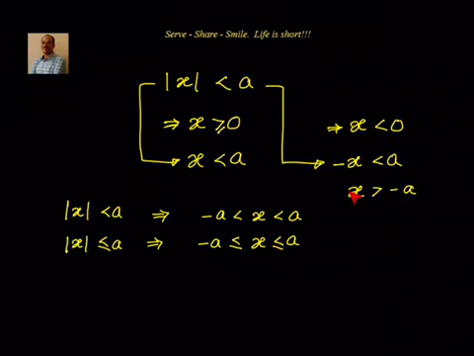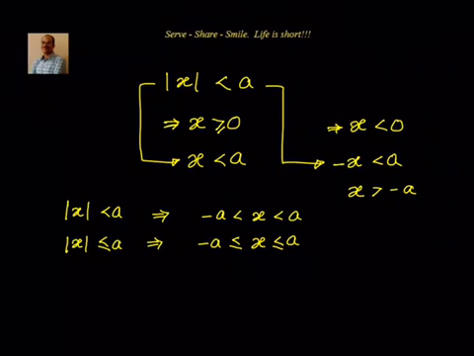In this case, I can multiply with minus. Whenever I multiply with minus, the operator will change. Less than will become greater than. So it will become x greater than minus a. We have x less than a, x greater than minus a. We can club them together and write down minus a less than x less than a. So whenever you see problems related to modulus of x less than a, immediately you can write down minus a less than x less than a. Or if modulus of x is less than or equal to a, you can write down minus a less than or equal to x less than or equal to a.